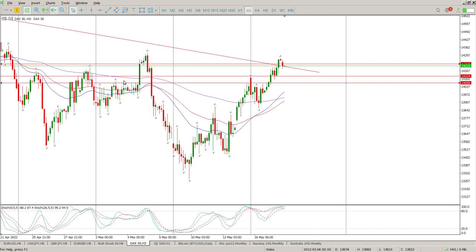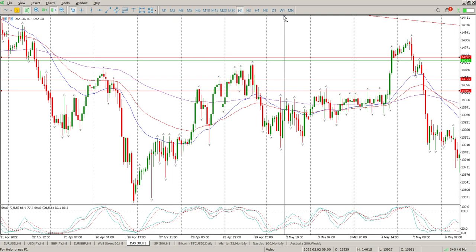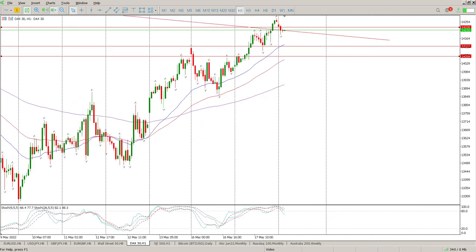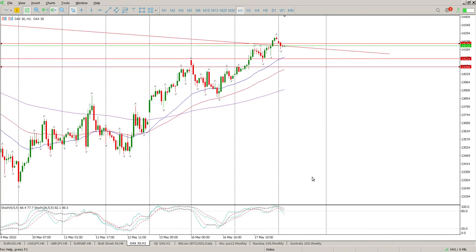I'm just adding this level in here where all these tails are. You can see that being at 14,069. So let's just get down to the hour. If you look at the hour, oscillators also grouped the upside and crossed over, pointing down.